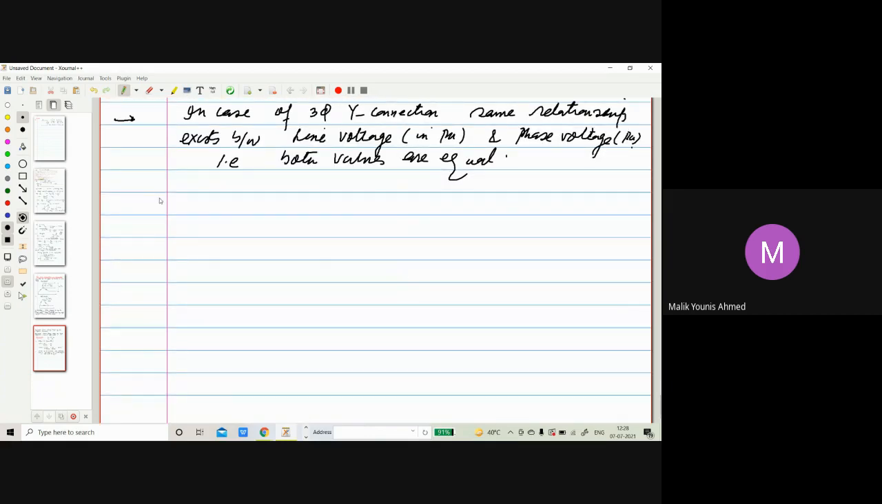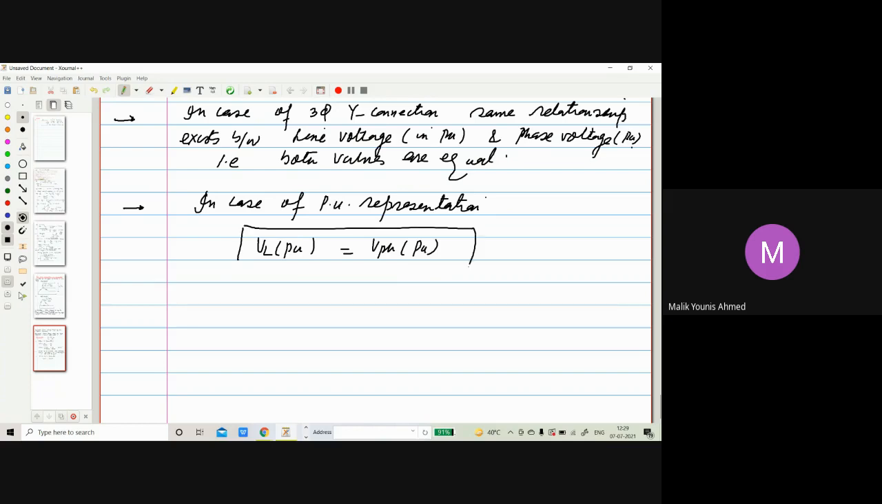Now, in case of per unit representation, VL per unit we have seen is equivalent to V phase per unit. So in case of per unit representation, we have seen this relationship. I will box it. Just now we have seen this.